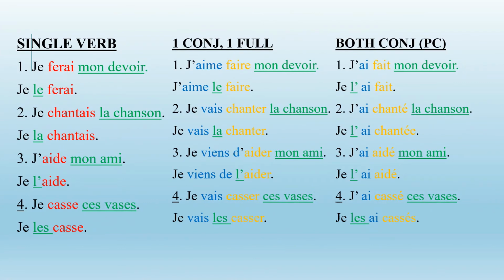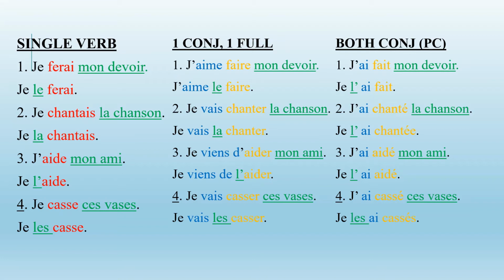So you have three scenarios here. The first one is when there's just a single verb. For example, the present tense or the simple future or the imparfait. These kinds of tenses have just a single word as the verb. So look at the first example. Je ferai mon devoir. Mon devoir here is the object, my homework. So it's masculine singular. Therefore, it has to be replaced by le.